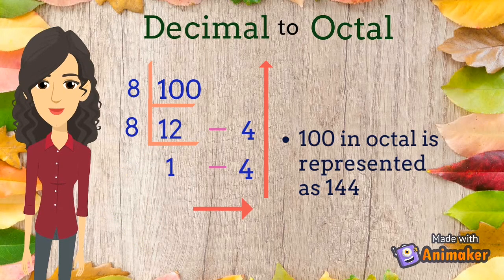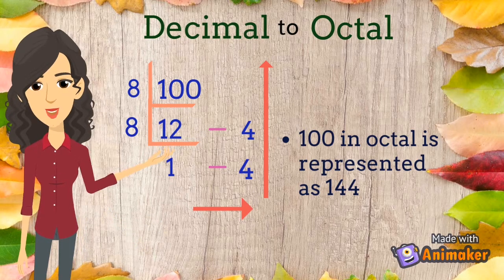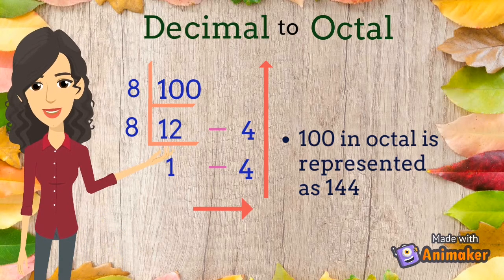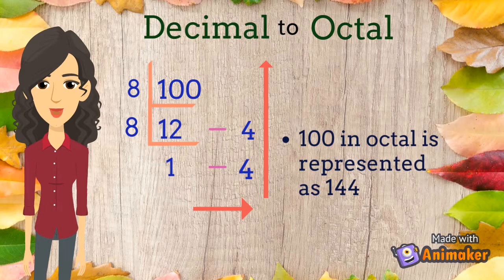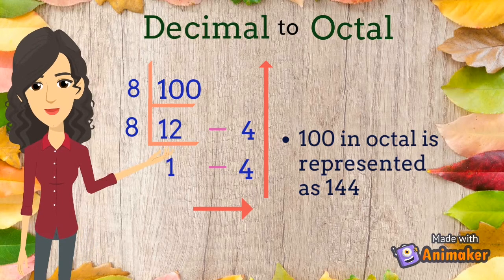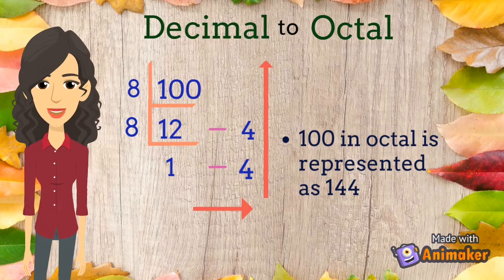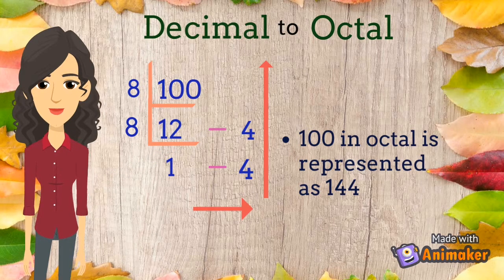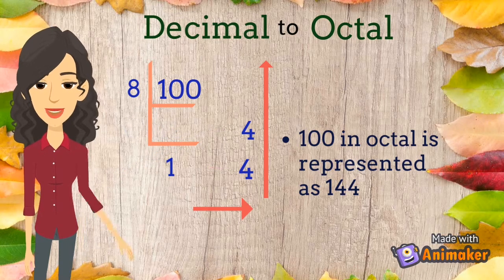For example, to convert 100 to octal, divide it with 8. 8 twelves 96. So remainder is 4. Note that beside. 8 ones 8. So remainder is 4. Note it down beside. Now read from bottom to top. It reads as 144. 144 is the octal representation of the decimal number 100.